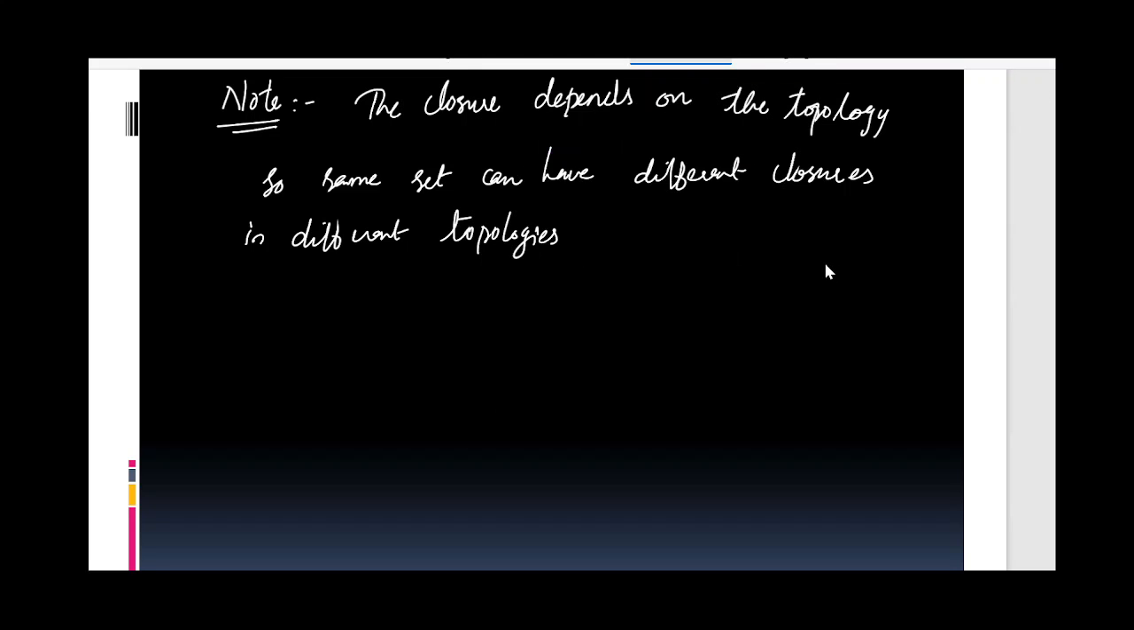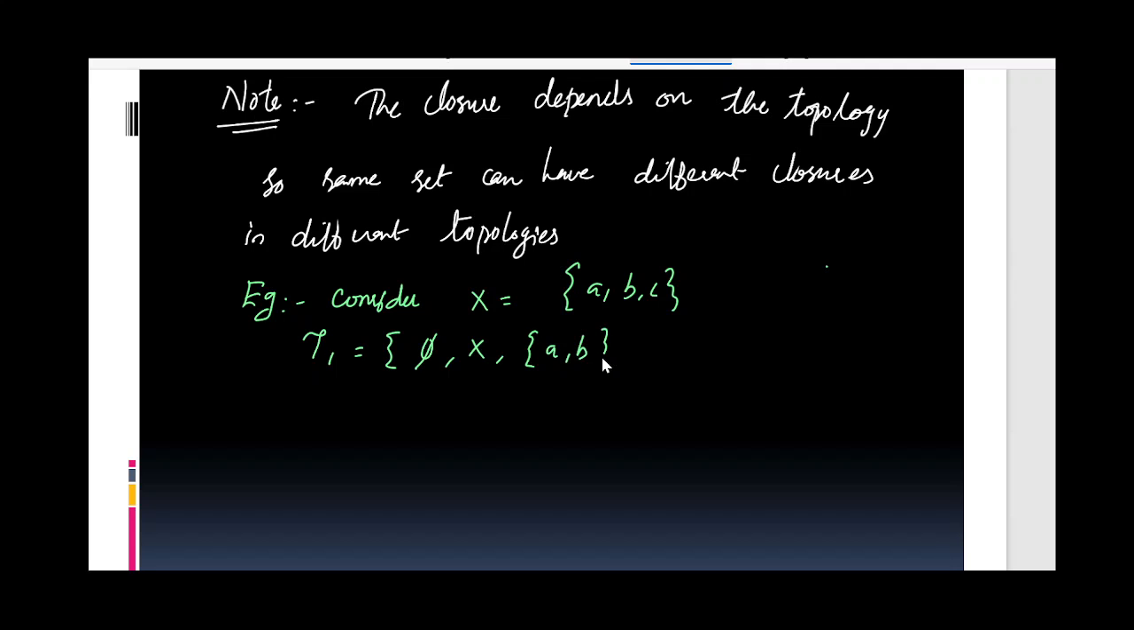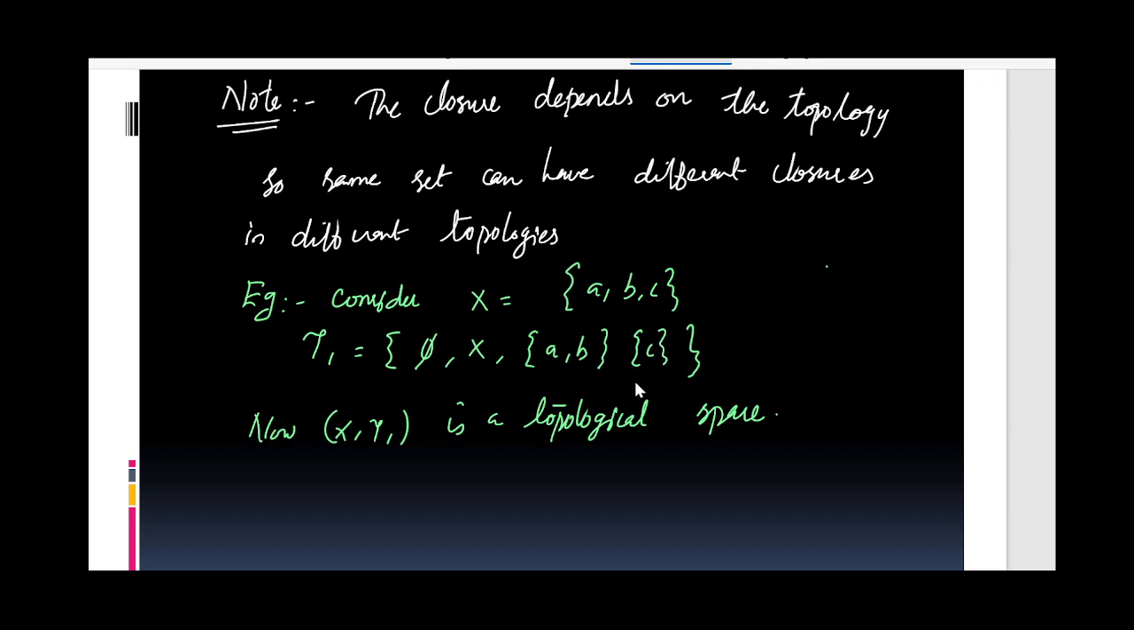Let's have an example. You consider the set X equal to {a, b, c}, and your T1 equal to {empty set, X, {a,b}, and {c}}. Now you consider the closure of {c}. Now (X, T1) is a topological space. You can easily check that it's closed under finite intersection and arbitrary union. It's true. So it's a topological space.